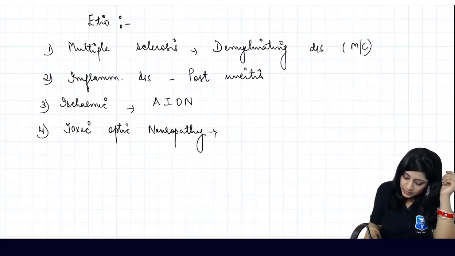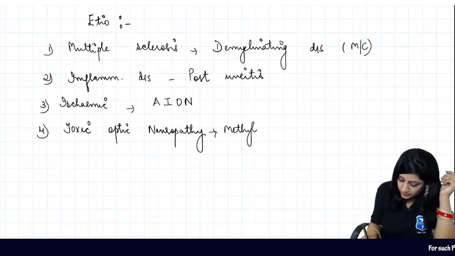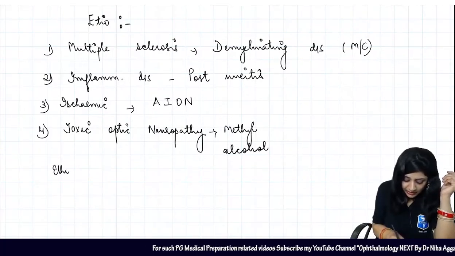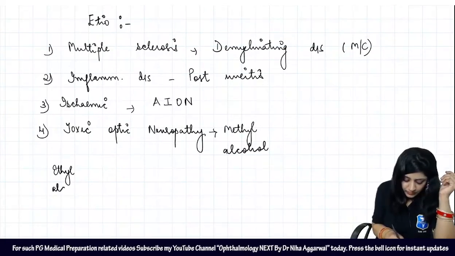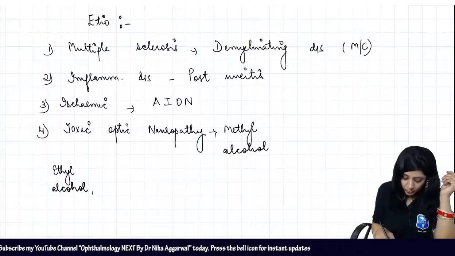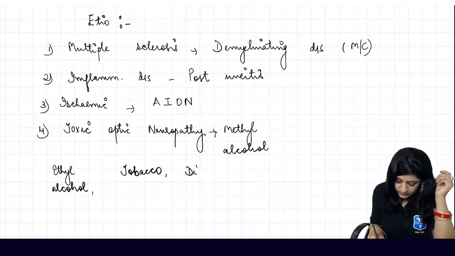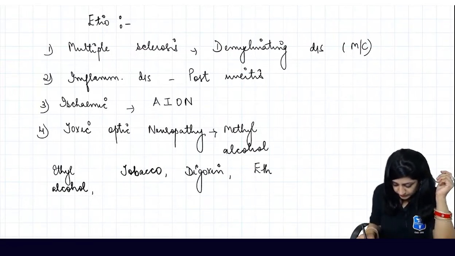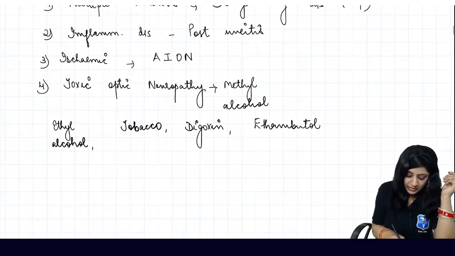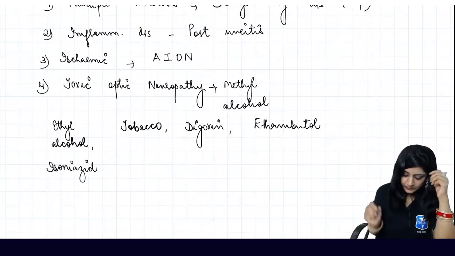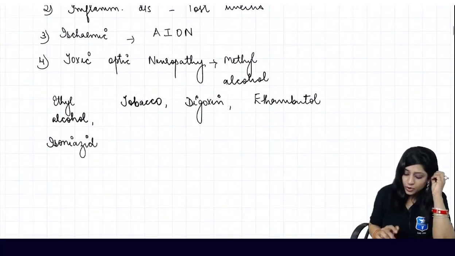Like we can have methyl alcohol, ethyl alcohol, tobacco, digoxin. Then we can have ethambutol, then isoniazid. All these are the different causes of toxic optic neuropathy.